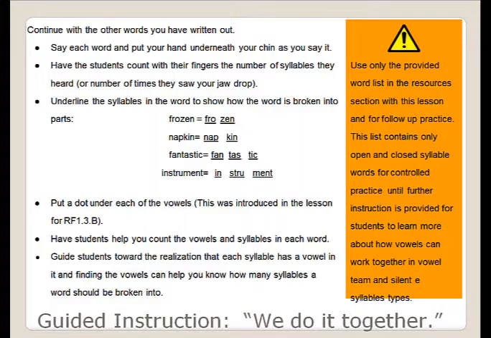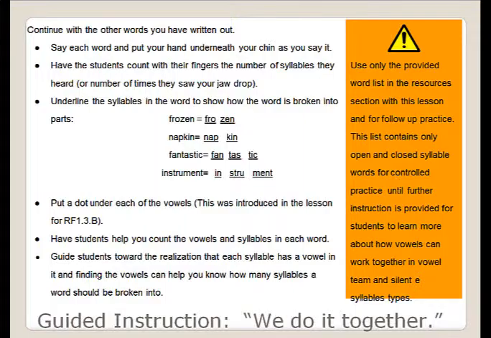This was introduced in the previous course for Reading Foundational Skills 1, 3B. Have students help you count the vowels and syllables in each word. Guide students toward the realization that each syllable has a vowel in it, and finding the vowels can help you know how many syllables a word should be broken into.